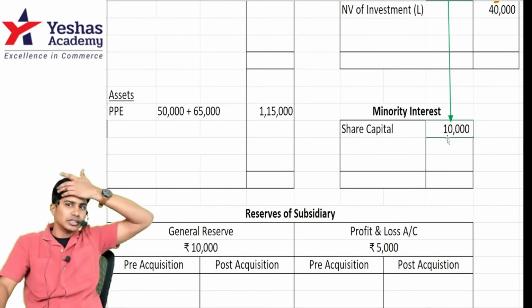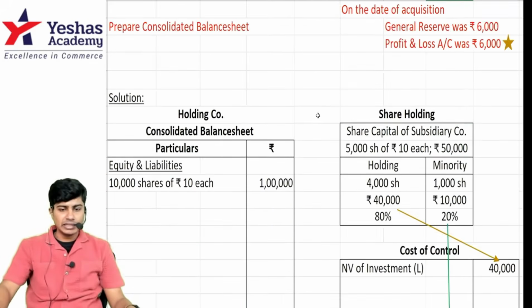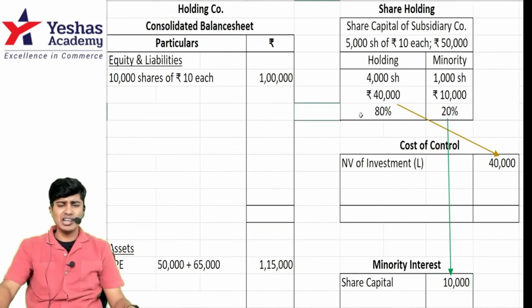Now, if you do, you'll not understand. Okay, cool. What's after this share capital 10,000? Then 80-20. Is this 80-20 important? Yes. Why? To split reserves.